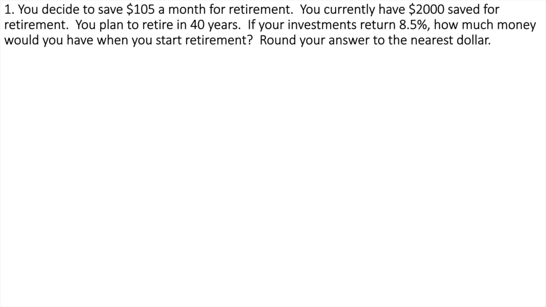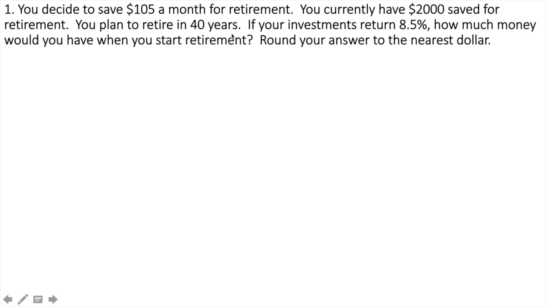With this one, we're trying to find out how much money we're going to have at some future point. This one, we're talking about retirement in 40 years. So a couple different factors here. We're going to plan on saving $105 a month, but we already have some money in savings. We have $2,000 already in savings. And so our investment returns are 8.5%. We want to find out how much money we'll have in 40 years. How much money are we going to have in 40 years?